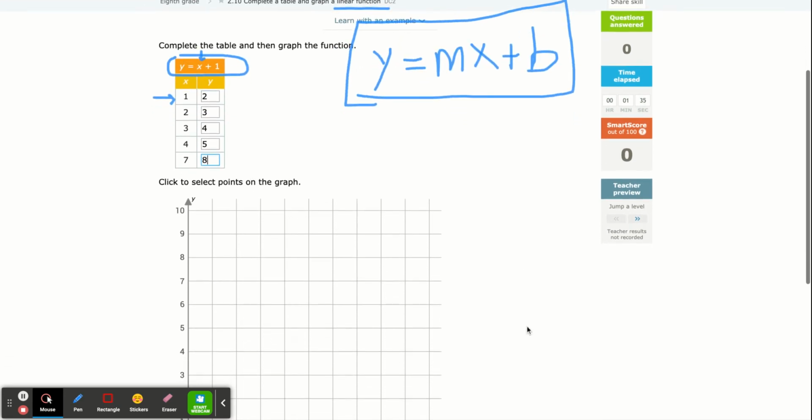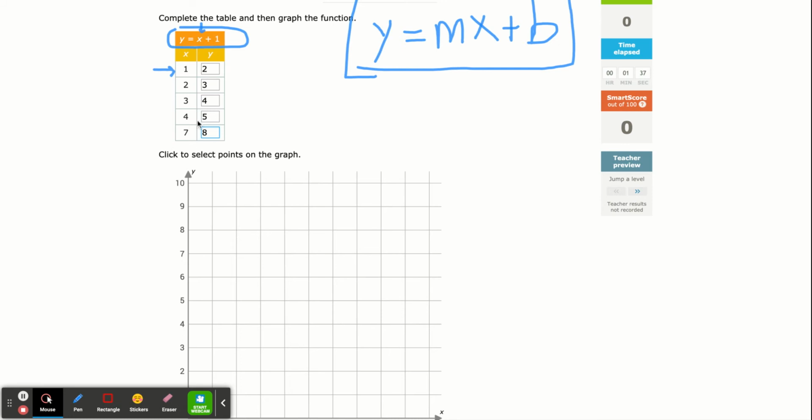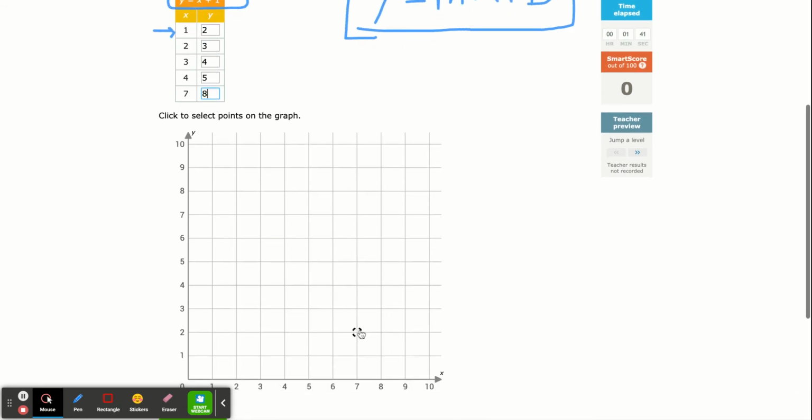Then not only do they want you to fill in the table or realize that there are multiple points, or multiple ordered pairs, that make the equation true, they have you graph it. So we come down here to the graph, and you really only need to graph 2 of the points. I'm going to graph the point (1, 2) and the point (2, 3). And it graphs the whole line for you.